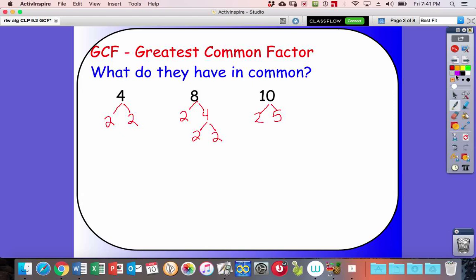Okay, now I'm going to come over here and change my pen color. Does everybody have a 2? Yep, so I'm going to circle it. Does everybody have another 2? The 8 does, the 10 does not. I'm done. I'm going to say the greatest common factor is 2 between 4, 8, and 10. It's the greatest number where 4 is divisible by 2, 8 is divisible by 2, and 10 is divisible by 2.